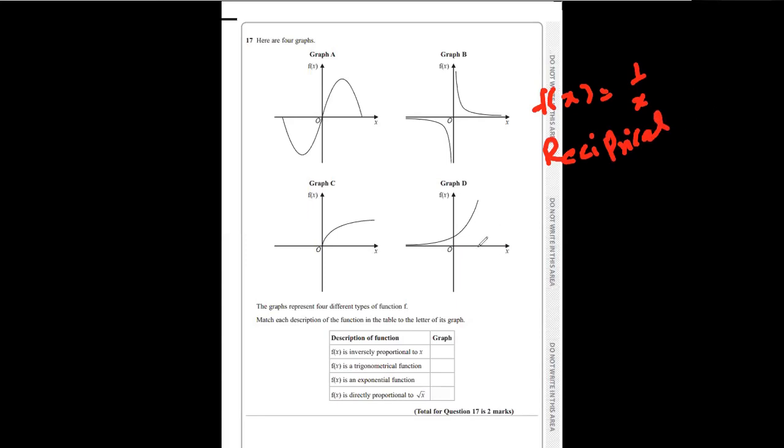Okay. And what sort of graph is this one here, Moise? F of x is equal to, what do you think? What sort of graph will this be? E to the power of x, a number to the power of x. And what do we call this graph? We call it an exponential graph.